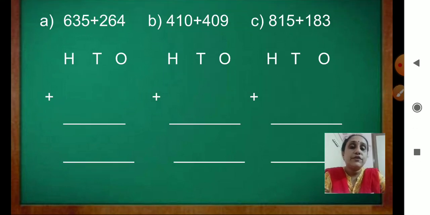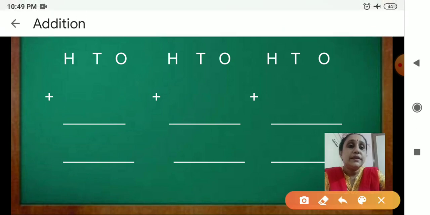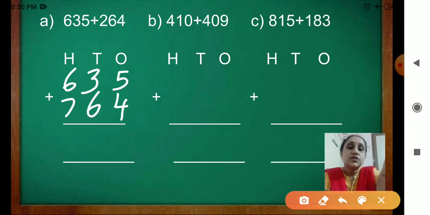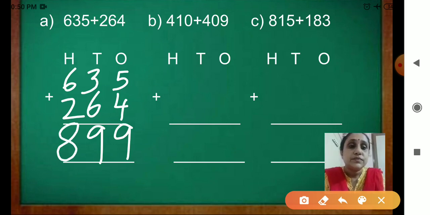Now again you have to place the numbers in their correct place. 635 plus 264. So first you will put in the ones place. This 5, 3, 6. And then 264, 4, 6, 2. Note down the numbers. 5 plus 4, 9. 3 plus 6, 9. 6 plus 2, 8. Check it.